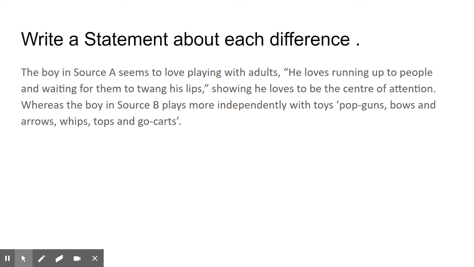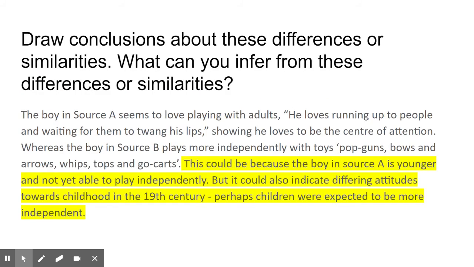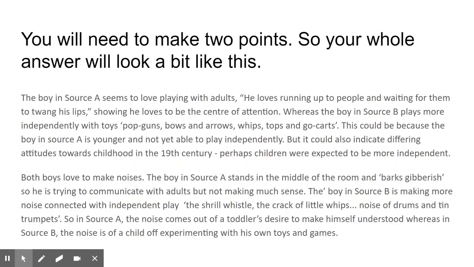We've written our statement and we've identified the differences. Now we just need the last bit. We need to draw those conclusions about the differences. What can you infer from the differences or similarities? So what I'm saying here is, well, they do like doing different things. This could be because the boy in source A is younger and not able to play independently. But it could also indicate differing attitudes towards childhood in the 19th century. Maybe children were expected to be more independent. And then you need to make 2 points like that.